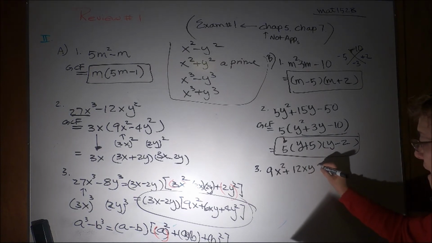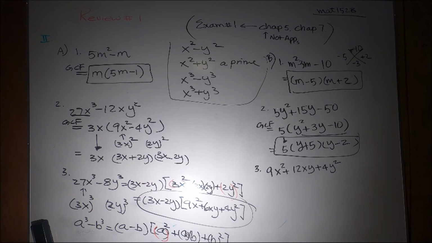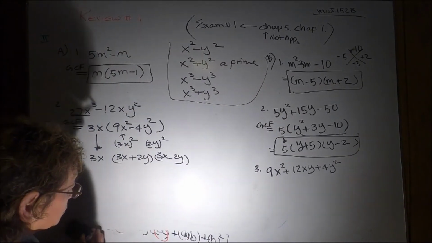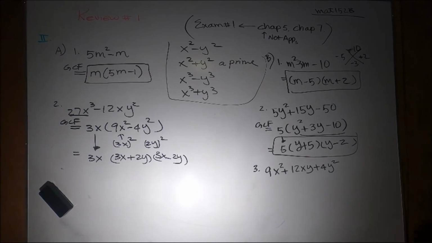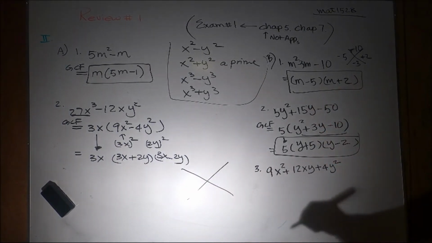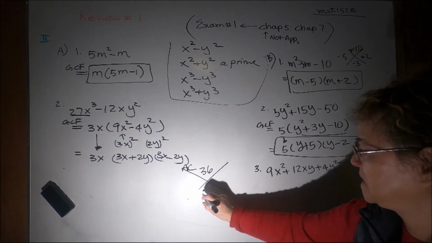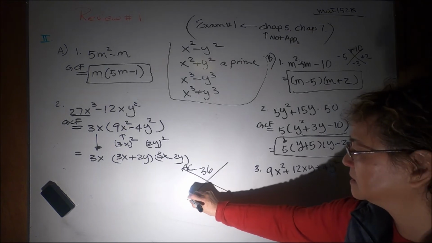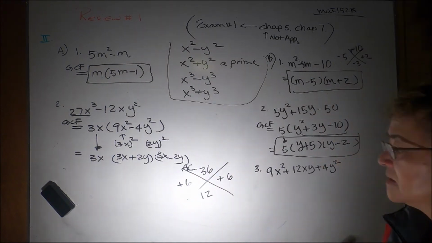This one, you have x and y's. But we say, don't worry about your y for now, for your class. We just do the same thing. It should work for you. So we just use the AC method. What's your AC? 9 times 4, 36. B, 12. Which two numbers will work for you? Multiply together is 36, added together is 12. That would be 6. Both are positive, right?